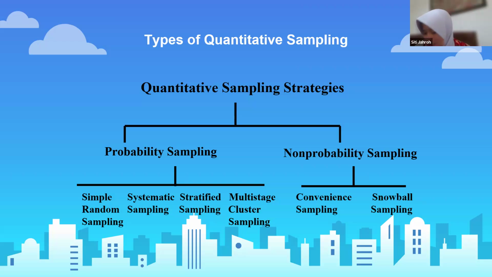Angelina, are you there? Would you like to explain which one? The systematic sampling. Participants are selected using a fixed interval after starting from a random point, for example every sixth person. Okay, thank you. How about others?